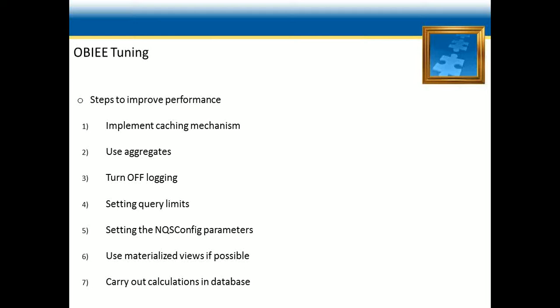So how do we improve the performance of OBI? I have steps to improve performance: implement a caching mechanism, use aggregation. Aggregation means you aggregate the data already, and then if you perform the calculation, you will get the best results. Turn off the logging. In OBI we have a logging mechanism in which, suppose I have found an error while developing the RPD or the report, there are logging levels 0, 1, 2, 3, and so on, which you can use to see the error.